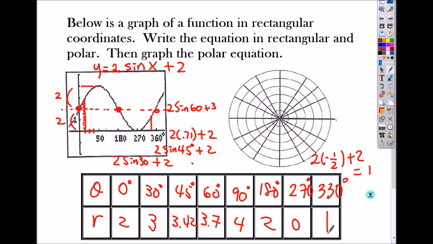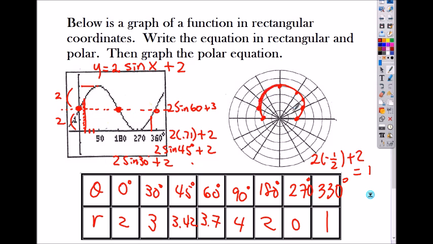So we start at theta equals 0, radius is 2. 30, it's at 3. 45, it's 3.42. 3.7. 90 is at 4. 180, it's at 2. And as you can see, from 90, you see how it is even, symmetrical? So we probably will have the same shape on top, symmetrical. All right, so here, here, there.